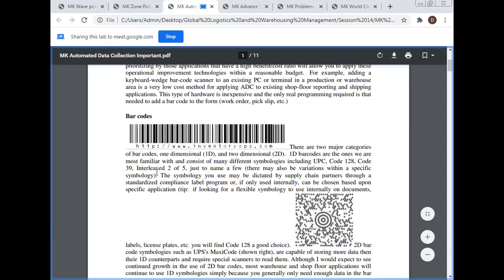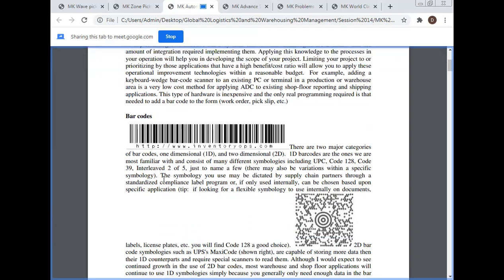There are two major categories of barcodes: one-dimensional and two-dimensional. One-dimensional barcodes are the ones we are most familiar with. They consist of many different symbologies, including UPC, Code 128, Code 39, Interleaved 2 of 5, just to name a few. There may also be variations within a specific symbology. The symbology you use may be dictated by a supply chain partner through a standardized compliance label program. If only used internally, it can be chosen based upon the specific application.